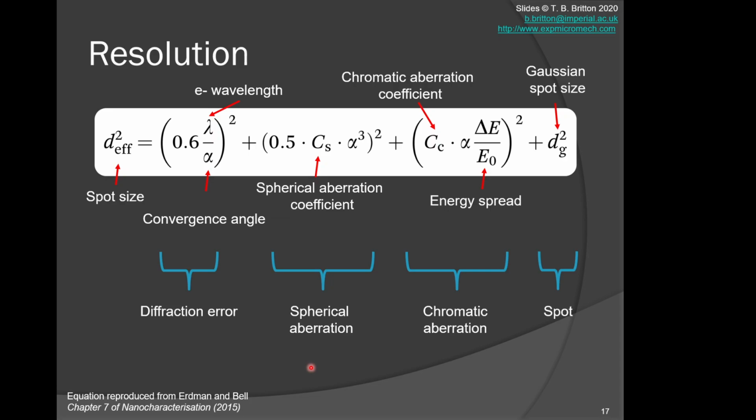There are some relatively simple equations that describe the limiting points of the resolution, and they are additive, that the effective spot size is a sum of the diffraction-based error, the spherical aberration, the chromatic aberration, and the ultimate Gaussian spot size. The key take-home from this is that there is a strong dependence on the convergence angle alpha, as well as how good your microscope is, things like your aberration coefficients, and how good your probe is, your energy spread in this case, and the wavelength of your electrons as well.